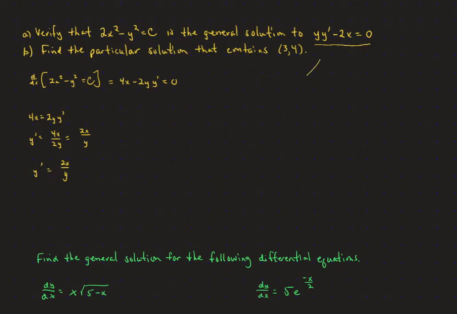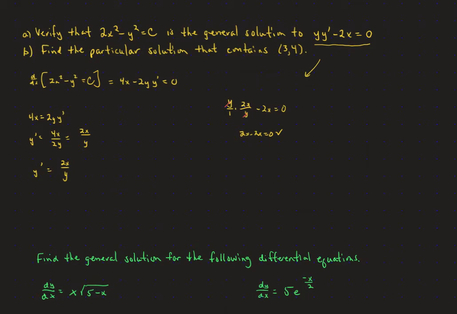So now we're going to come to our differential equation, and we're going to get y times our y prime, which is 2x over y, minus 2x is equal to 0. We can see that these y's will cancel, and that will get us to 2x minus 2x equals 0, which it is. So we have satisfied part A. We've shown that that's the general solution because it satisfies the differential equation.